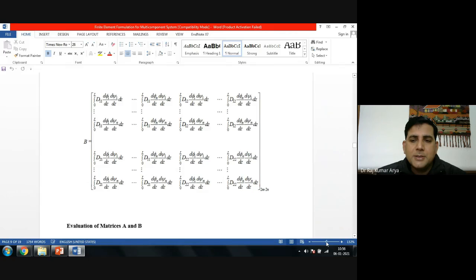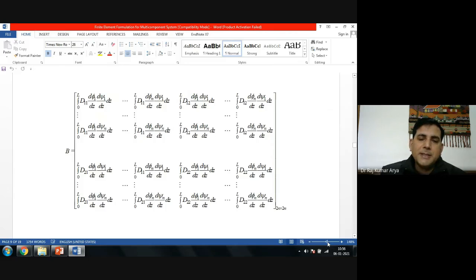So we got the A matrix and the B matrix. In the B matrix we have added all the diffusion terms, and the A matrix is nothing but the left hand side one, the dC upon dt term, and the C matrix is all your boundaries.